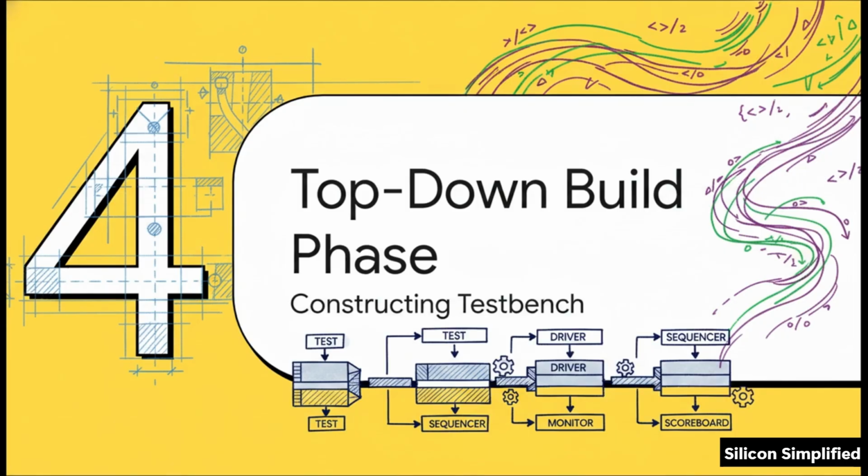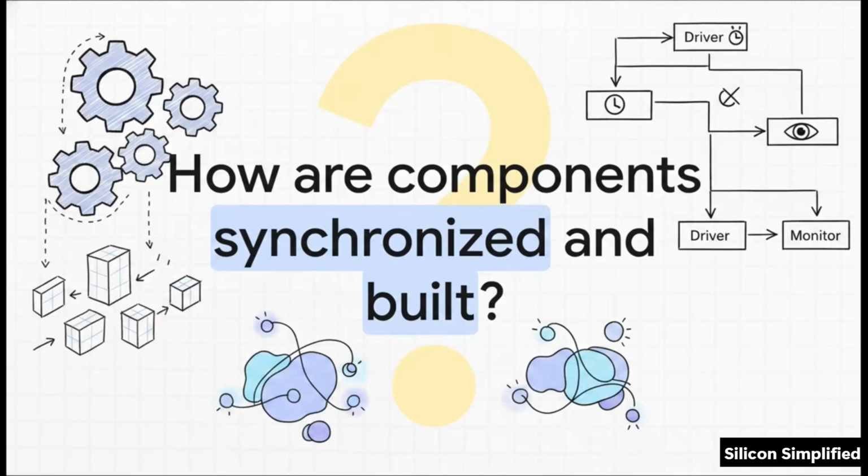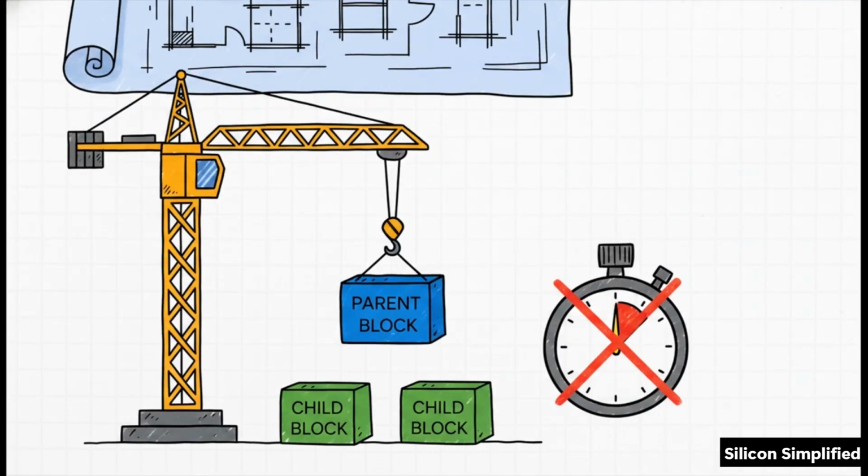We have our blueprint beautifully mapped out, but how do we actually construct this in code? This is a great question. In standard SystemVerilog, keeping dozens of complex class objects synchronized during creation is an absolute nightmare. You could easily have a driver trying to drive data before the monitor is even constructed. So how does UVM solve this massive synchronization challenge? It solves it using phases.